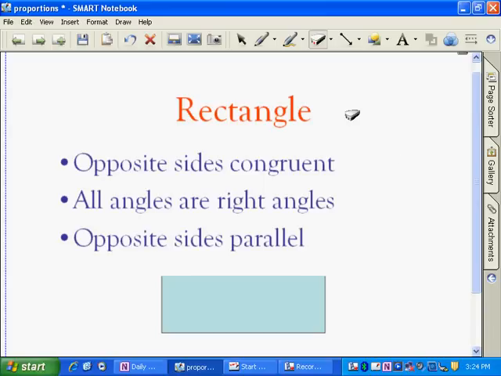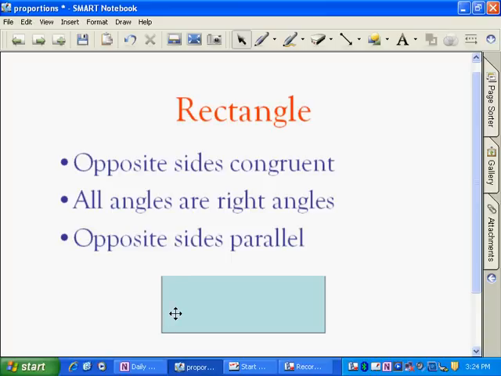So by definition, in order to be called, I'm sorry, I said a square, a rectangle. In order to be called a rectangle, there's 3 criteria. The first one is that opposite sides are congruent, and what that means is these sides are opposite of each other. They need to be congruent or the same length. So if this side is 3 inches, this side is 3 inches. If this side's 10 inches, this side's 10 inches. Okay, they are the same length.